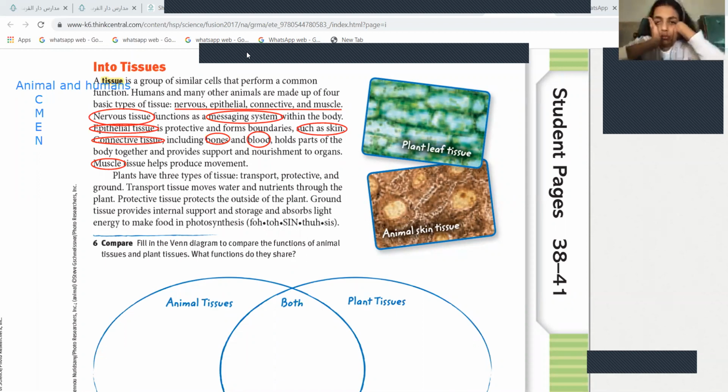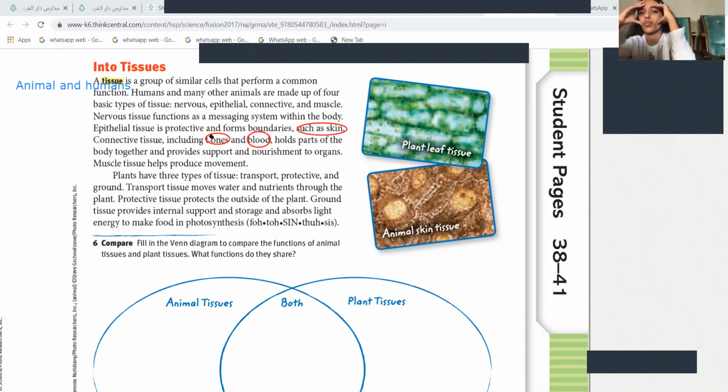You want me to explain or no? Is it perfect? It's perfect. You want me to explain, Yaleen? Yeah. See, you need to know where these tissues are present in my body. When I say nervous, you will touch your head. Your brain, excellent. Your brain is sending messages. When I say epithelial, feel your skin.